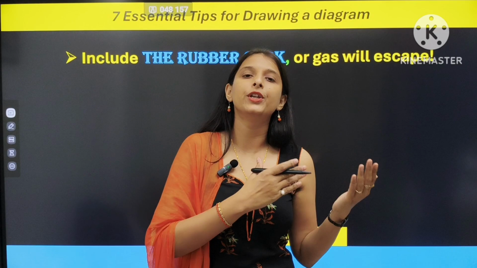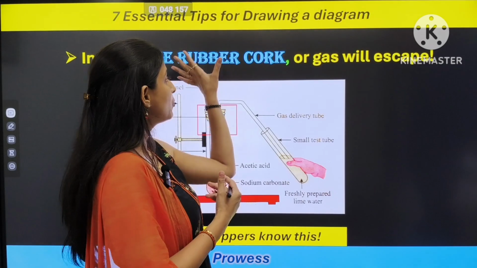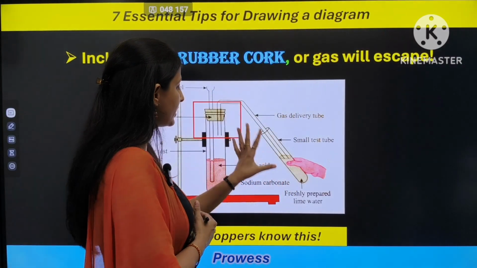Now tip number 5 is also related to your chemistry diagrams only. As we saw in the previous tip where you need to remember drawing a burner, now in this one you have to draw the rubber cork wherever it is required. Why? Let us take this experiment.